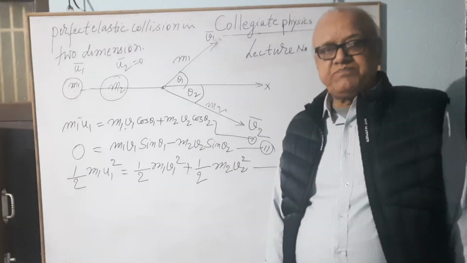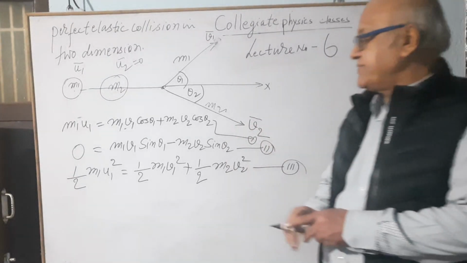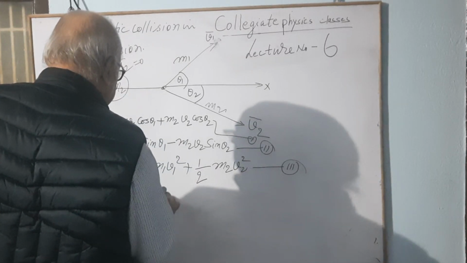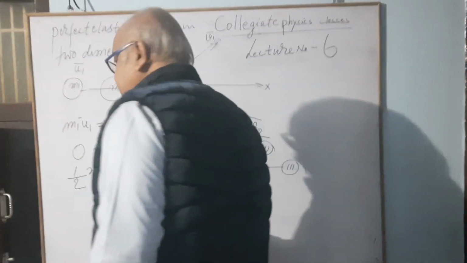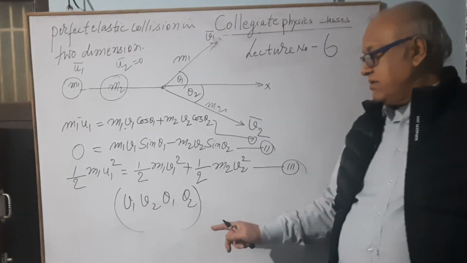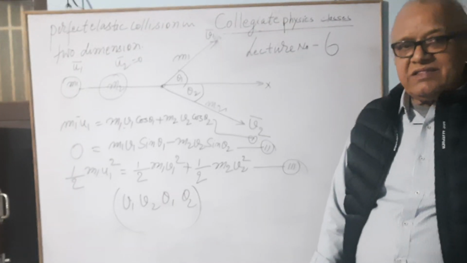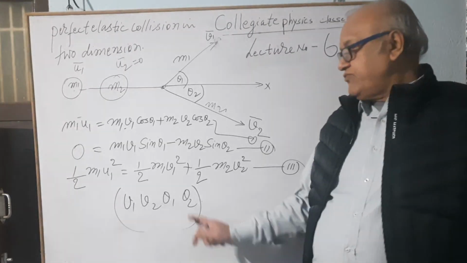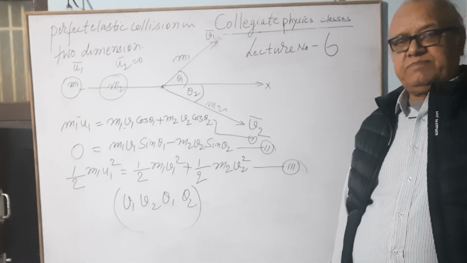In this situation, we cannot find the value of these 4 parameters v1, v2, theta 1, theta 2. These cannot be determined uniquely. Any one of these 4 variables will be assumed constant, then the rest 3 can be determined. But uniquely, these 4 parameters cannot be determined because the number of equations are insufficient.